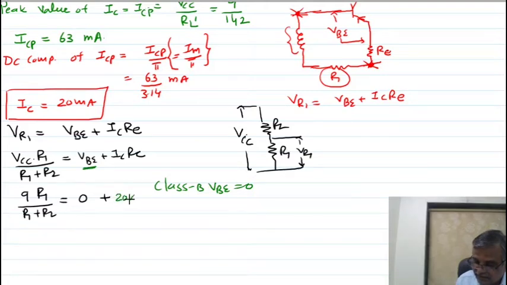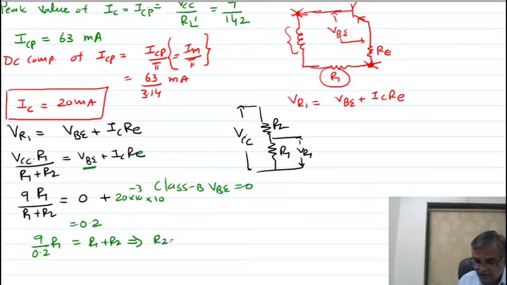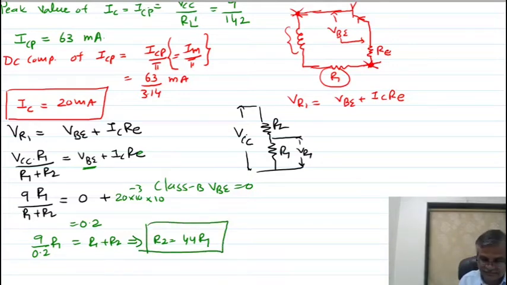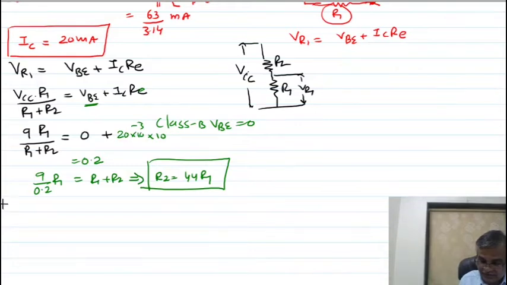IC I have taken 20 milliampere. I have not taken it, it is calculated. RE is 10 ohm. This value is how much? 10 ohm, so you will get 0.2. So 9 upon 0.2 R1 is equal to R1 plus R2. From this you can calculate R2 is equal to 44 R1. If R1 is 100 ohm, then R2 will be 440 ohm.